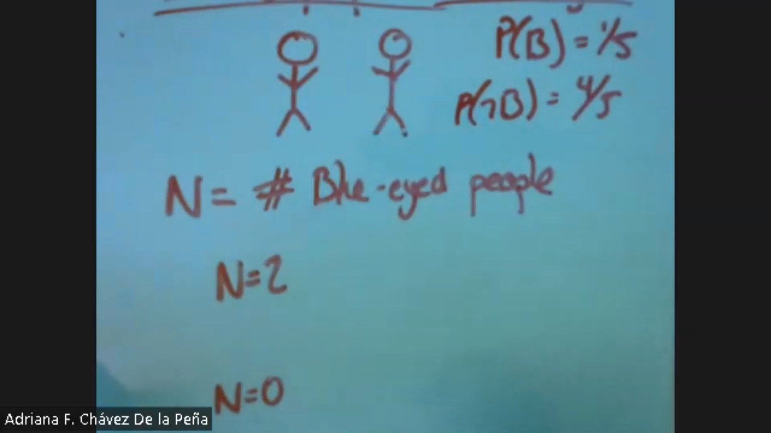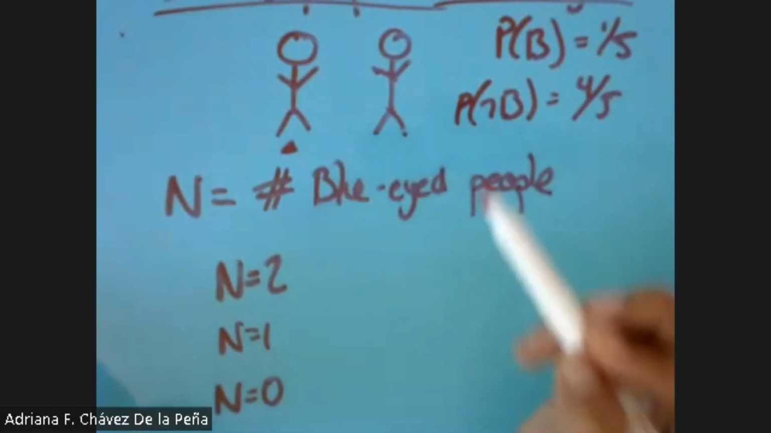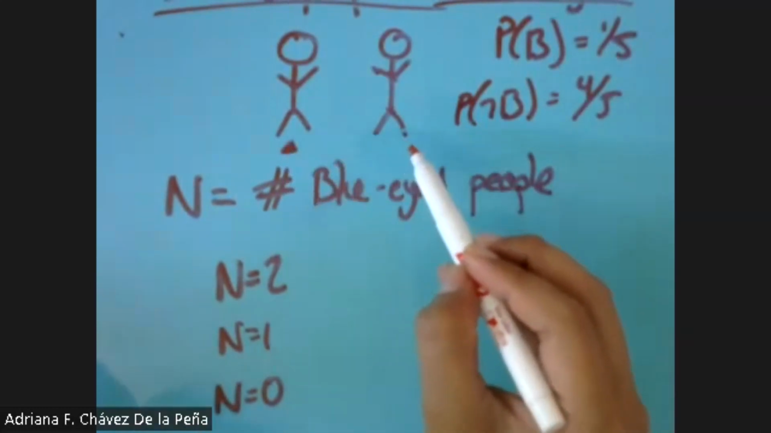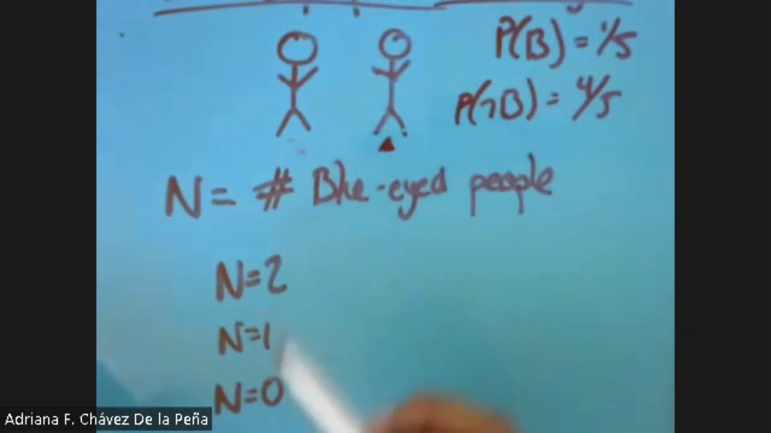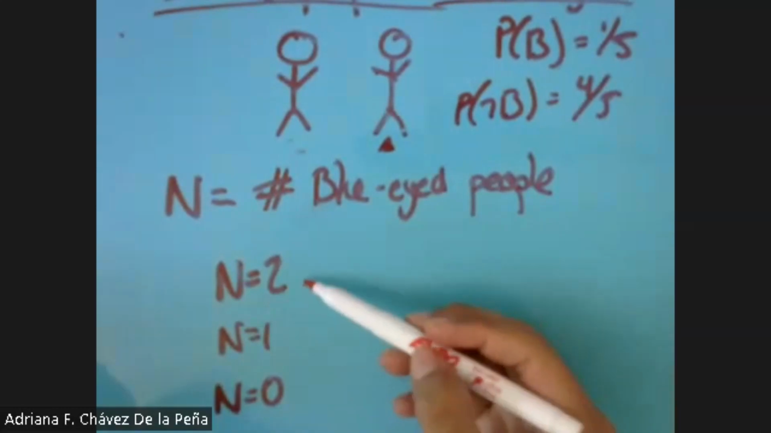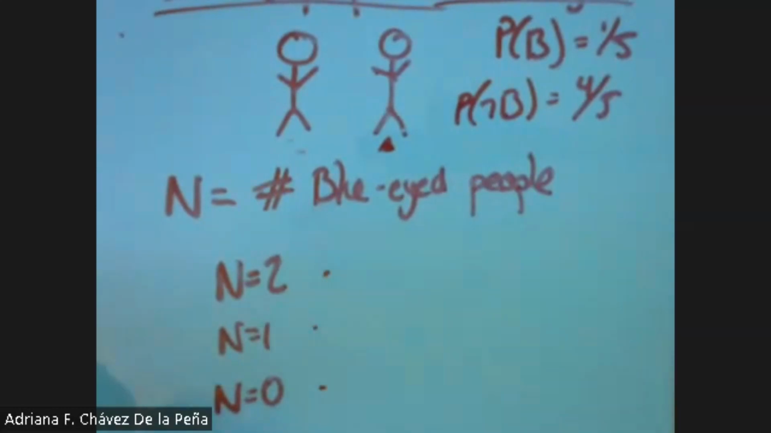And in between, we have the possibility that only one of them has blue eyes. And that could happen in 2 different possible scenarios. One is if this is the guy that has the blue eyes, but not this guy. And the other one is if this is the guy that has blue eyes, but not this one. So there are 2 possible events that would lead to the exact same value of n. And we are going to have to keep that into account to solve this problem. And so the key instruction here is to evaluate the probability of each of these 3 possible scenarios.